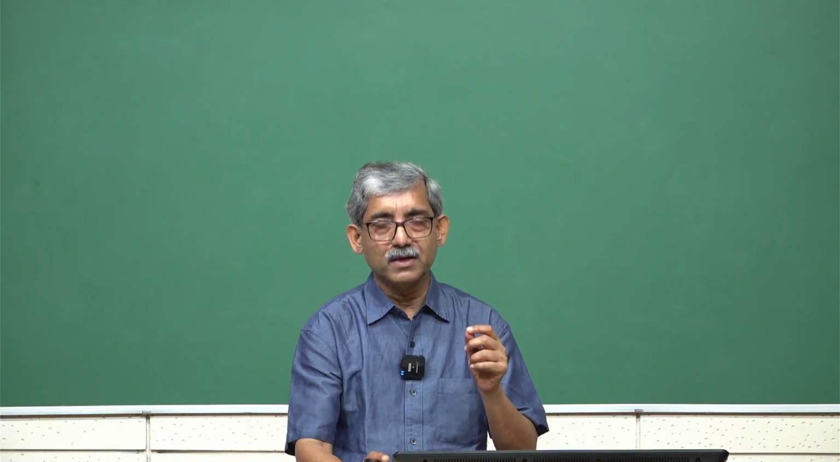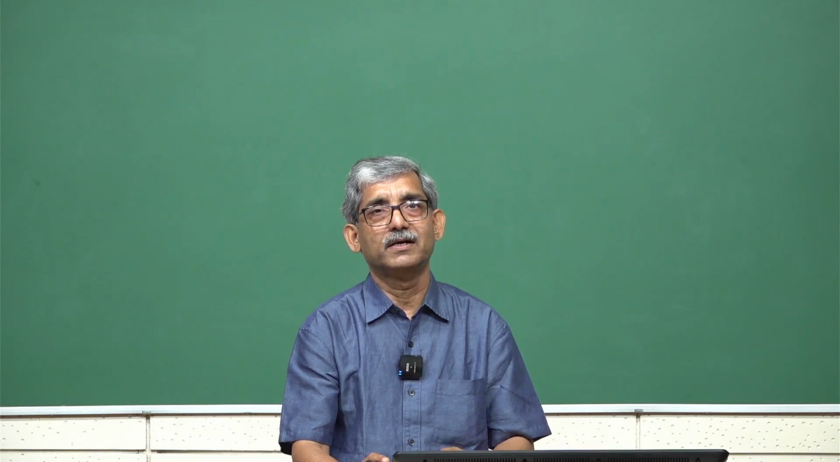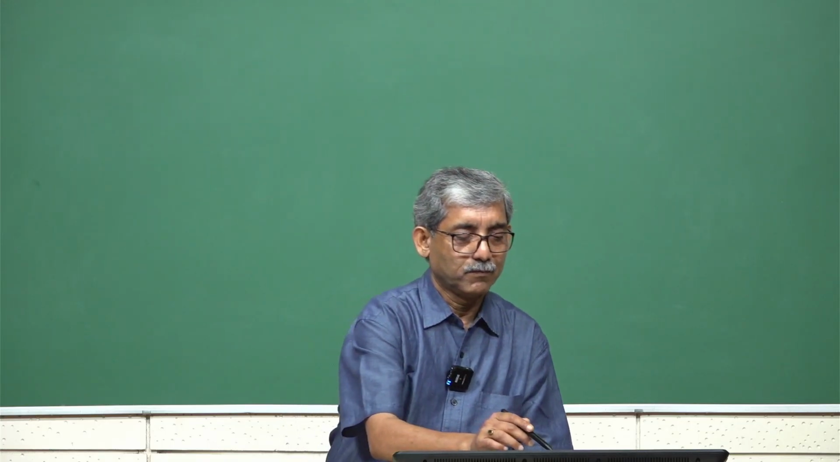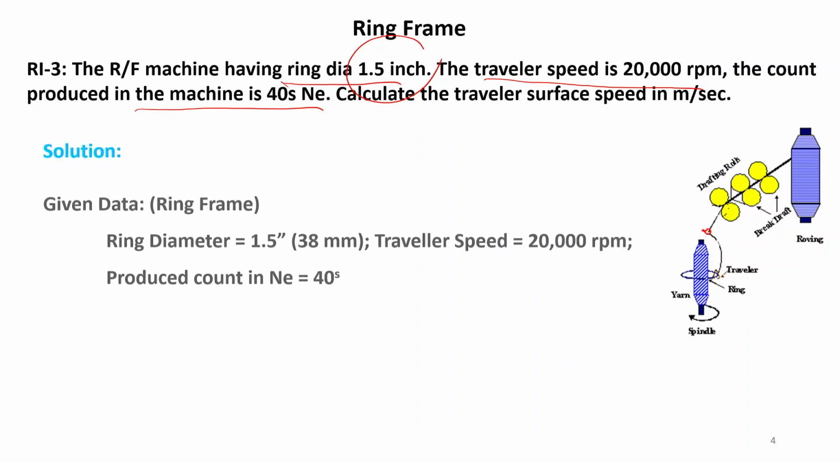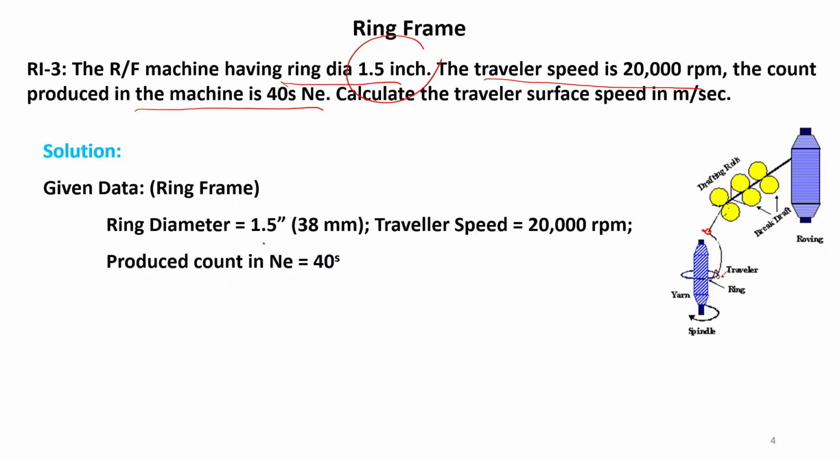The traveler basically does not rotate, it revolves around the spindle. So, that revolution speed is 20,000 rpm with the diameter 1.5 inch. So, we can calculate. Ring diameter is 1.5 inch, that means 38 millimeter, and traveler speed is 20,000 rpm. Count is not required because only traveler surface speed is asked.